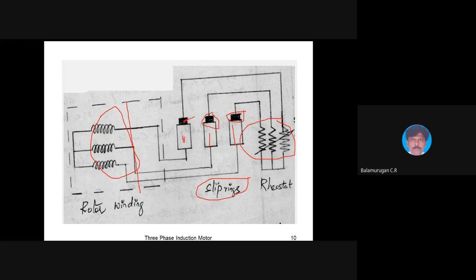The construction here is not strong because we have the slip ring, brush assembly, and rheostat. It will not be mechanically strong. The efficiency will be poor compared to the squirrel cage induction motor. The only advantages are that the starting torque is higher and we can have speed control. The remaining are all disadvantages. So this is the slip ring induction motor with respect to the squirrel cage. Is it possible to tell some differences between squirrel cage and slip ring?